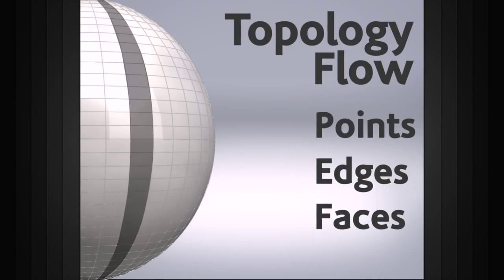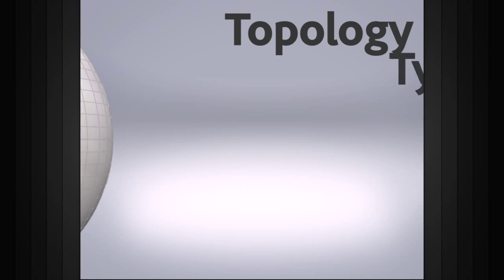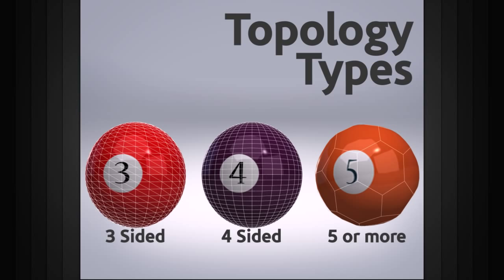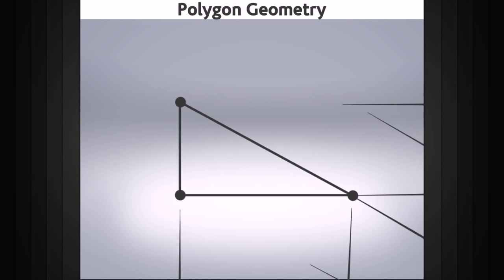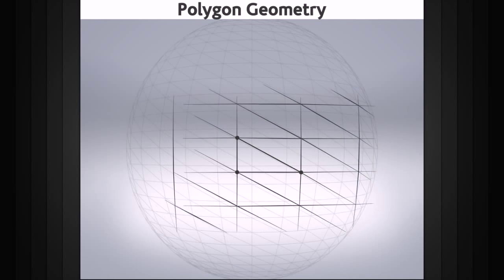The way these components are connected together and the flow around the surface of the object, well, that's the object's topology. The topology is not necessarily related to the shape of the model. As you can see, we can create a sphere using a variety of different topological flows. For polygonal geometry, we can think of topology in terms of the type of polygon faces, the type of vertices, and the flow of the edges.